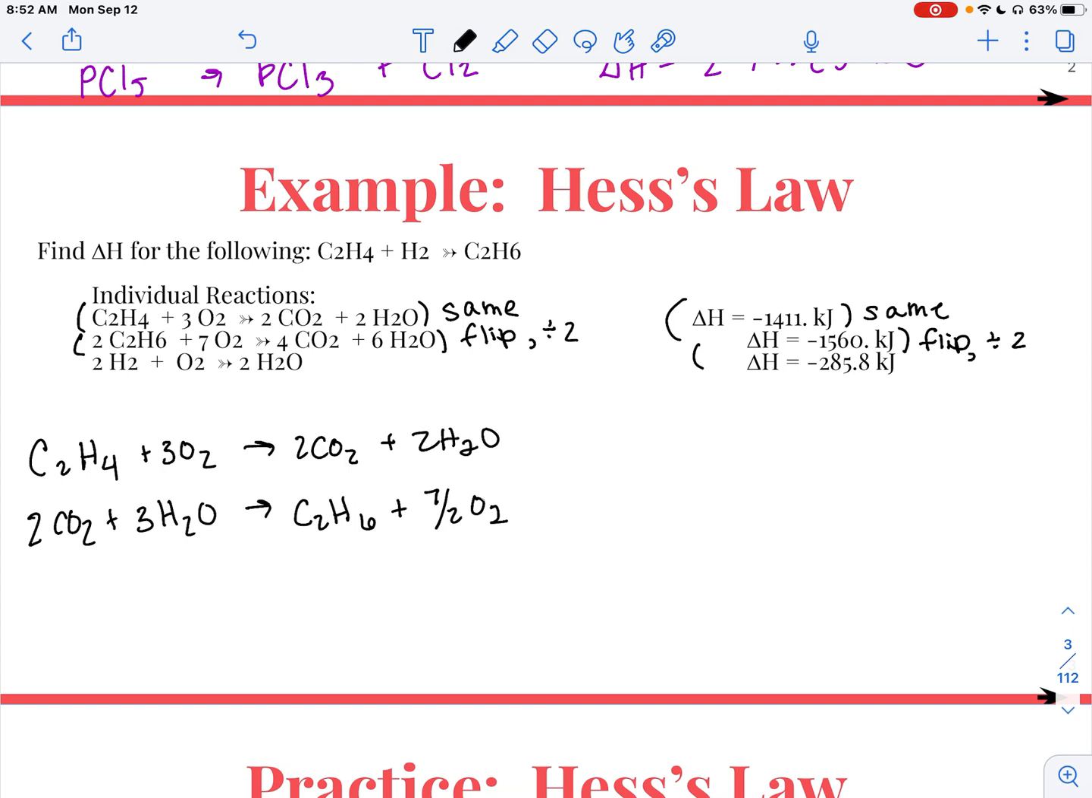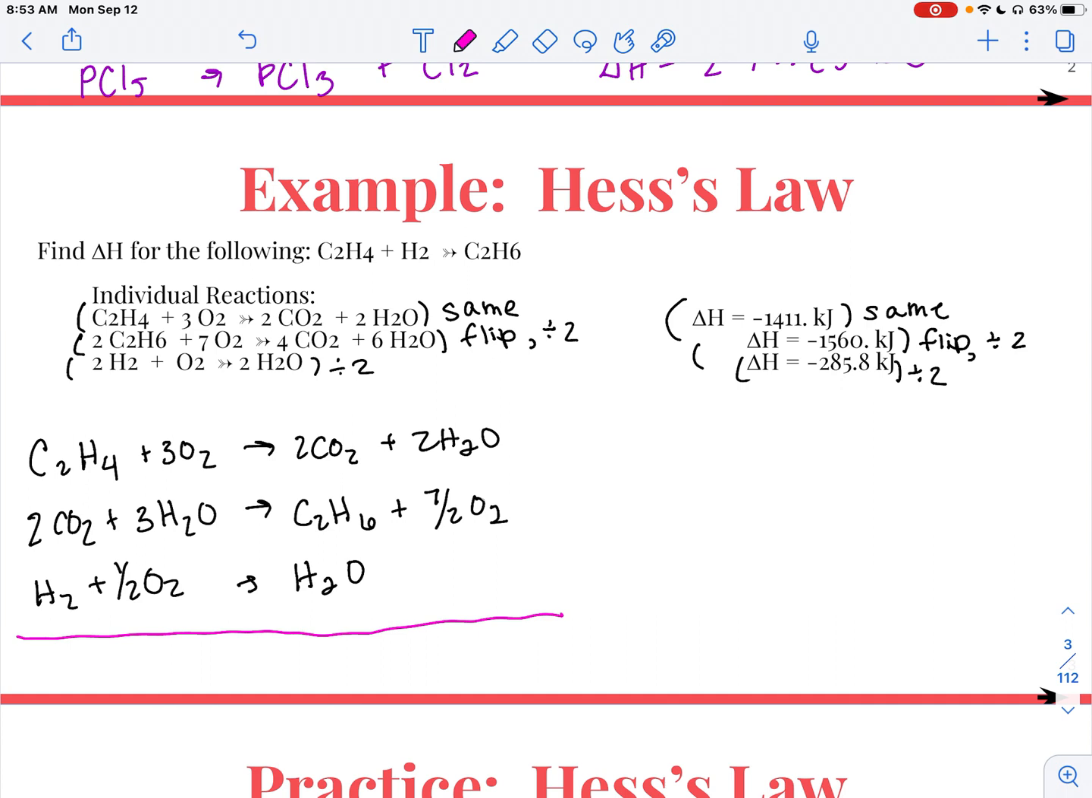Remember, you're only dividing coefficients, not any formulas. Okay, for the last reaction, we have H2 here and H2 here. So they're both before the arrow, but we need to divide by 2. H2 plus 1/2 O2 gives us H2O. All right, so before we mess with the delta H's, let's make sure our equation is balanced or added together correctly.